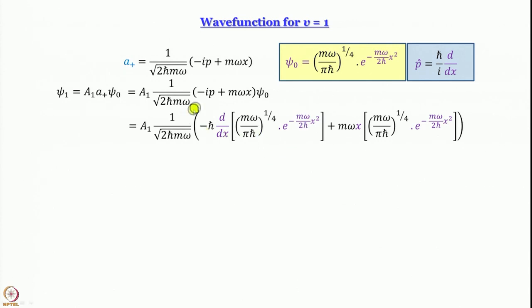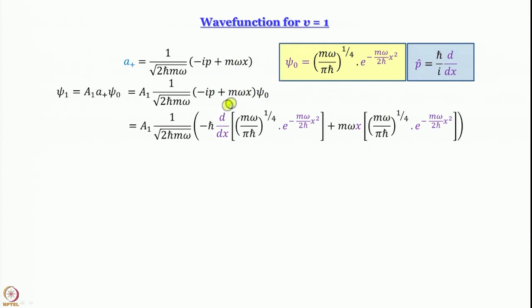So, the first term would be minus i p operating on psi 0. p is h cross by i d/dx, so minus i p would be minus h cross d/dx. Minus h cross, being a constant, comes out, and d/dx operates on the wave function: (m omega by pi h cross) to the power 1/4 multiplied by e to the power minus m omega by 2 h cross x square. In case you are confused by me rattling out all these expressions, please go through this yourself and convince yourself that what we have said is correct. The first term here is just an expansion of minus i p psi 0. What about the second one?